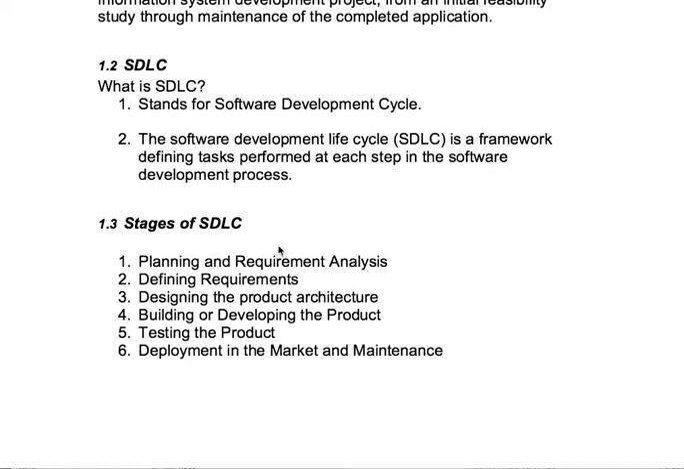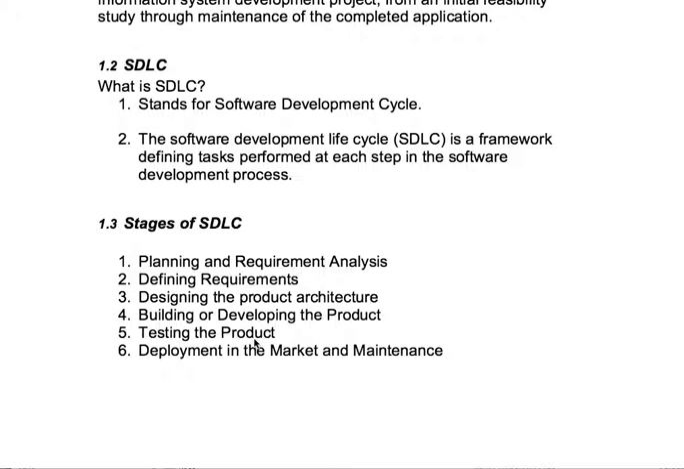So the stages of SDLC, and these stages right here, pretty much all of them are the same, but you'll see how different life cycles are different. So this one right here is planning and requirement analysis. That's the first thing. If you're developing an application, let's say you're developing this Android app, it's going to be a $1 million app. Before you go in and start thinking about what you're going to do, you're going to plan and do the requirement analysis that you need to do.